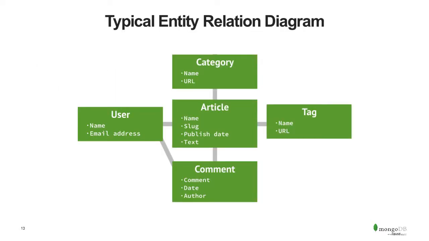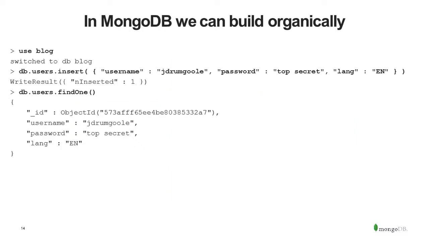Now, if we were building this with a relational database, we'd have to get all our design done up front and do an entity relation diagram and think about all the different use cases we're going to have, and have slugs and publish dates and text, comments and authors and tags. And, you know, you've got to get it all right, because once you go into production, changing that schema is a huge nightmare, right? One of the biggest challenges for anybody who deploys their first relational database application is the time that the first set of requirements from new users comes in. We don't have to worry about that with MongoDB, because we can build organically.